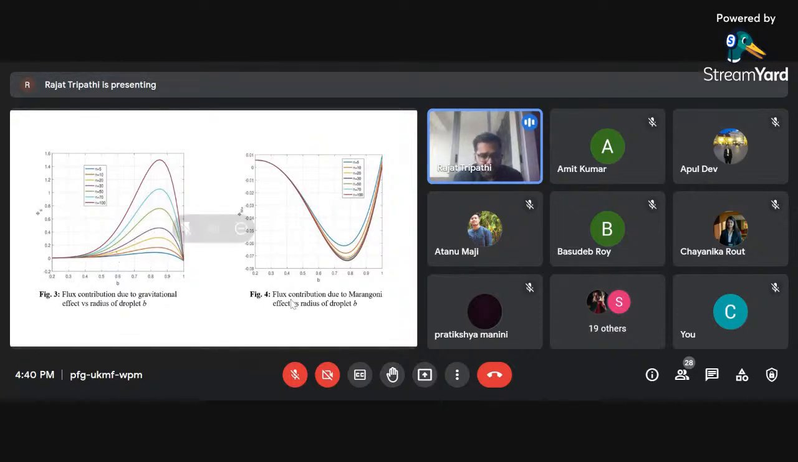Once we plot the graphs for the contribution due to Marangoni convection and the contribution due to gravity-driven convection, we have these graphs. For different values of n, where n is the relative viscosity of fluid 1 and 2, we get the different graphs that we see. Once we draw this graph, we can get some conclusions out of it. This is the flux contribution due to the gravitational effect, and we see that it is always positive, never negative. This is phi_g with respect to b and this is phi_Ma with respect to b. b is the radius of the bubble.